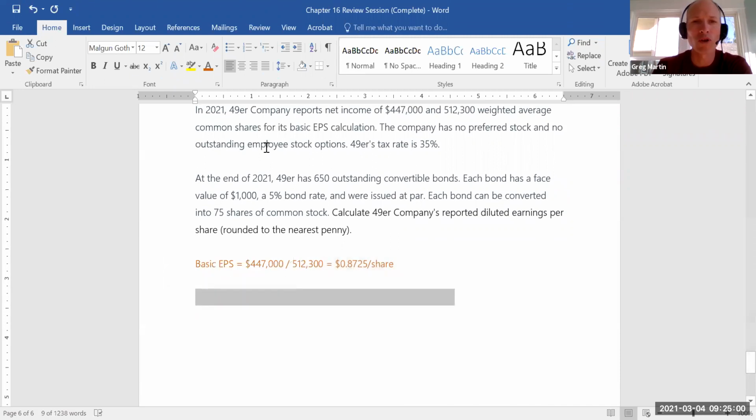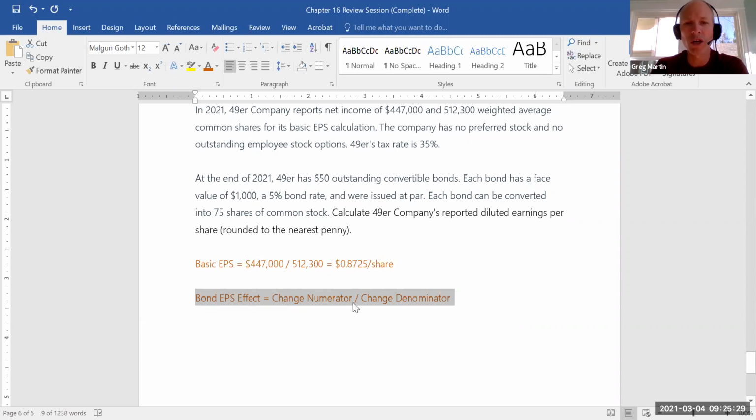The next step, once you have your basic earnings per share, is to figure out what the bond earnings per share effect is. If you remember from the lecture guide, if the effect is less than basic earnings per share, then it's dilutive and we need to include it. If it is more than basic earnings per share, then it's anti-dilutive and we would need to ignore it. So now we're going to figure out that effect to see whether it is dilutive or anti-dilutive.